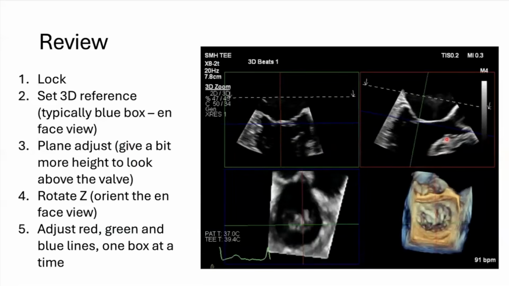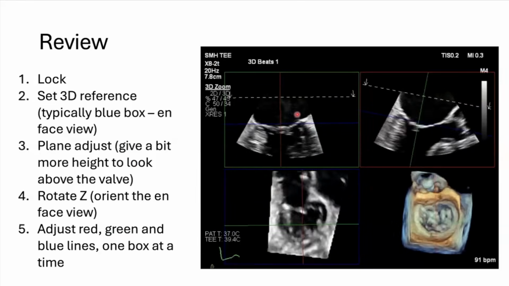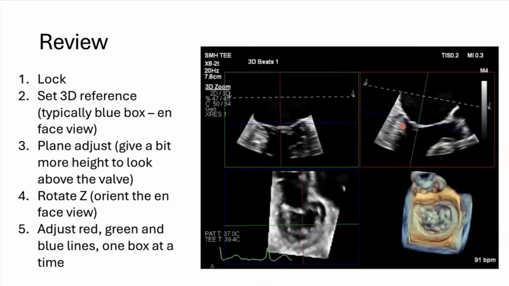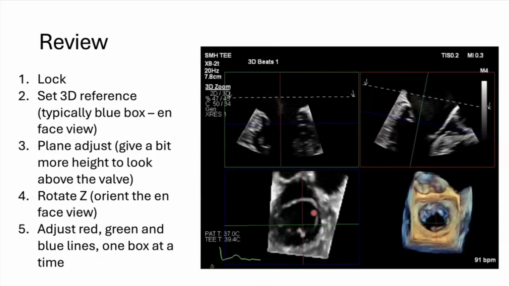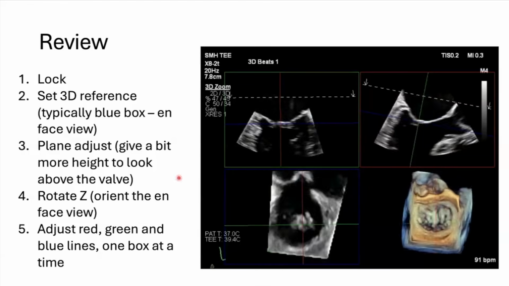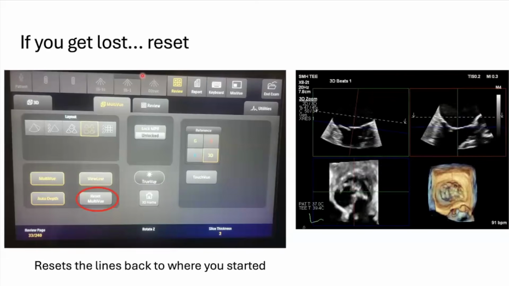And so once you've made those small adjustments to the lines, you now have a perfect bicom that you can use for analysis, a perfect grasping view, and your short axis is lined up to then take some measurements. So this is the protocol summarized.